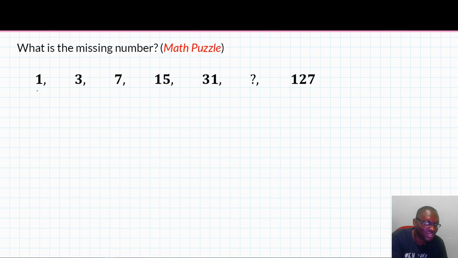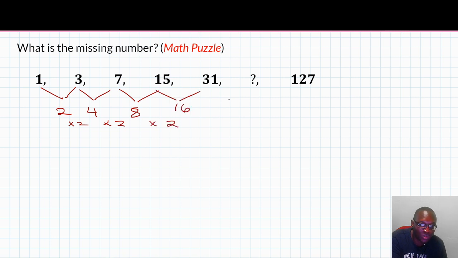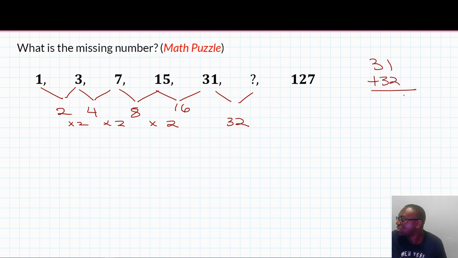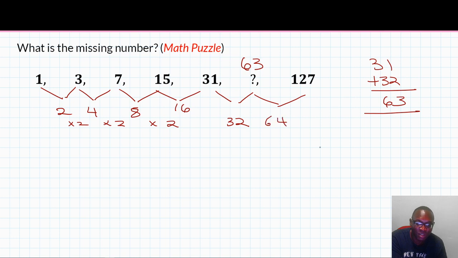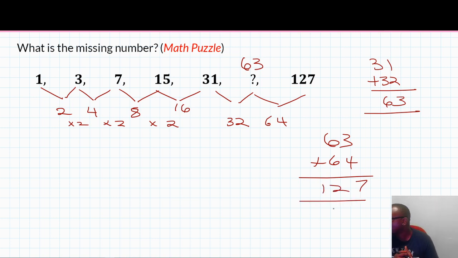So we're going to find out the difference here. We got 2 here. We got 4 here. We have 8 here. You can see I'm multiplying by 2 every time. We have 16 here. I'm multiplying by 2 as well. So if I multiply 16 by 2, I should have 32. So 31 plus 32 is going to give you, good job, Jaden, 63. So this is 63, and then we should have 64 here. 63 plus 64 is going to be 127. So that is our sequence for today.